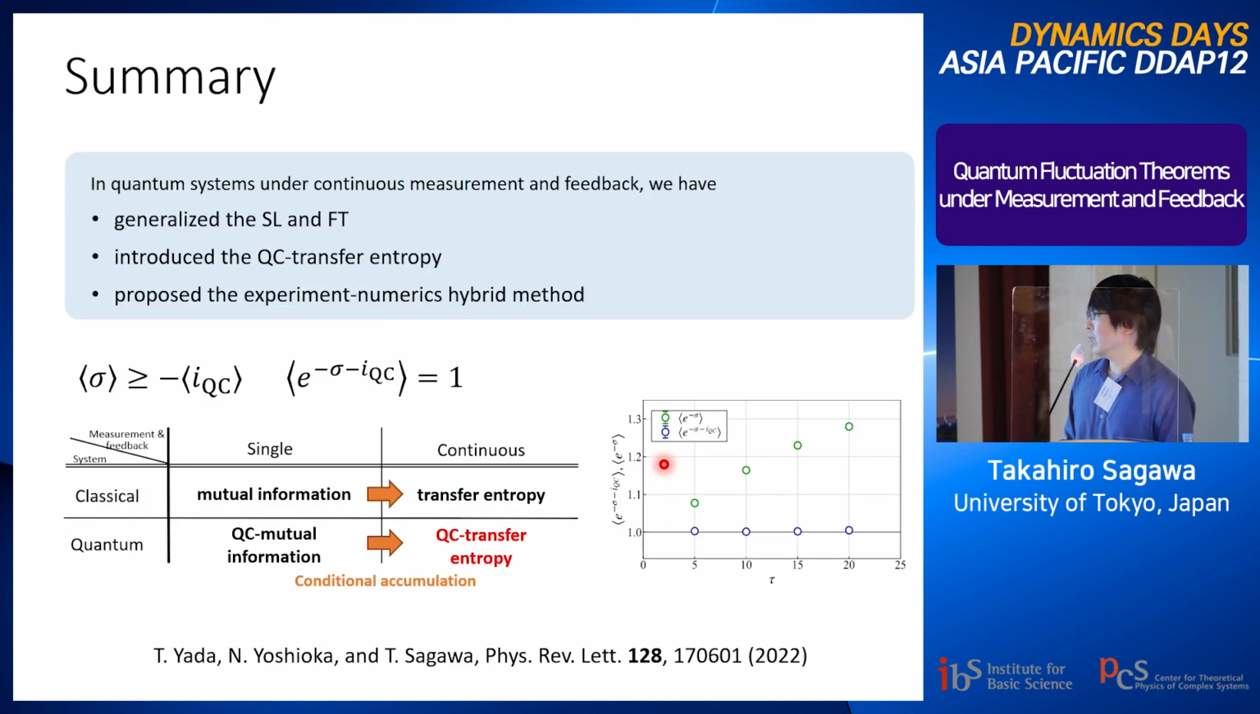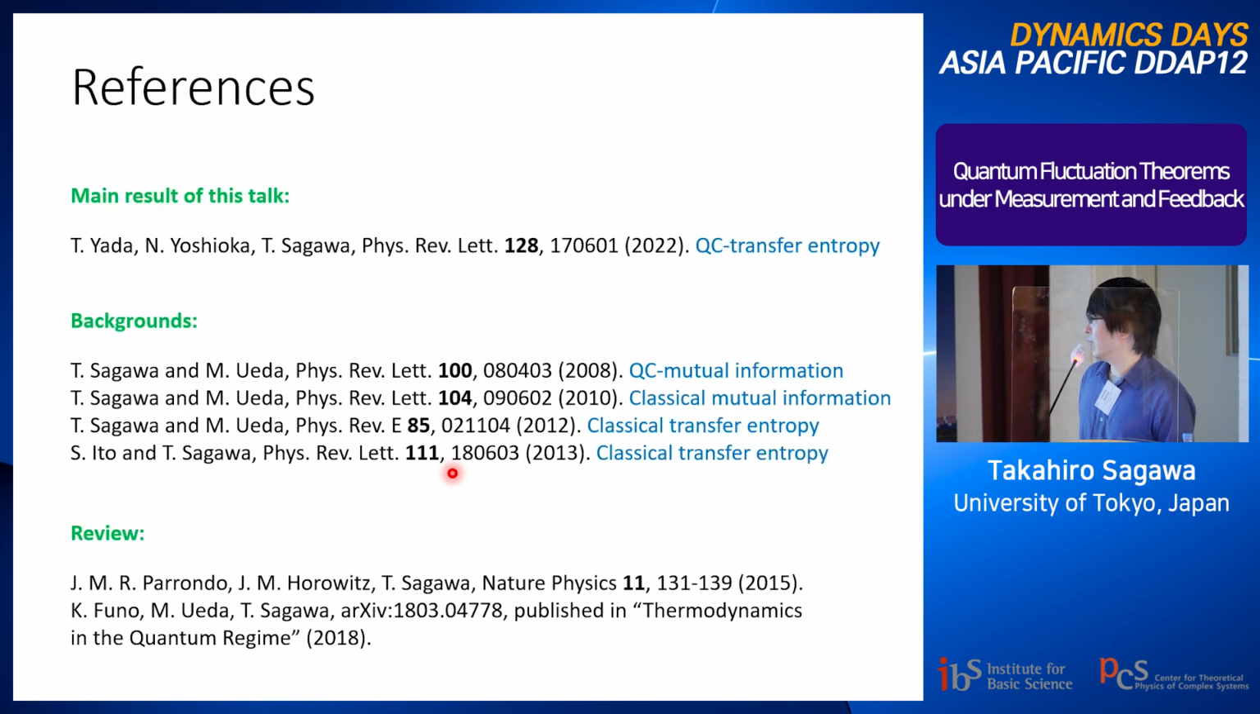Okay, so this is the summary. In the quantum system under continuous measurement and feedback, we have generalized the second law of thermodynamics and the fluctuation theorem by introducing the QC transfer entropy. And we have proposed the experimental and numerical hybrid method. Okay, and these are references, and the main result is here. And these are some backgrounds, both classical and quantum. And these are review papers about the classical and quantum cases.